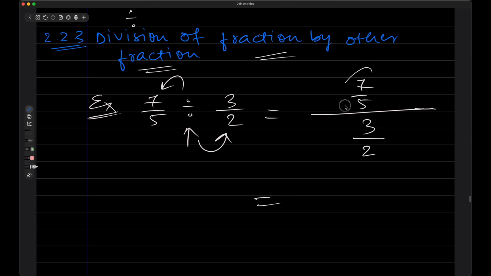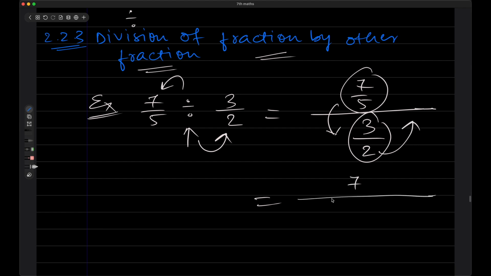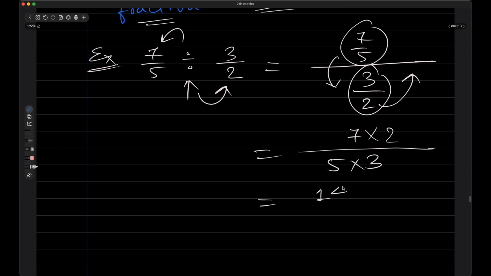Now send the denominator to the opposite side, that is 7 as it is. Send 5 to denominator and 3 as it is, that is numerator of 3 by 2 as it is. Send 2 to the opposite side. Now 7 2s are 14 and 5 3s are 15.